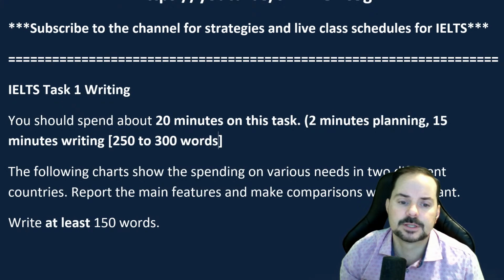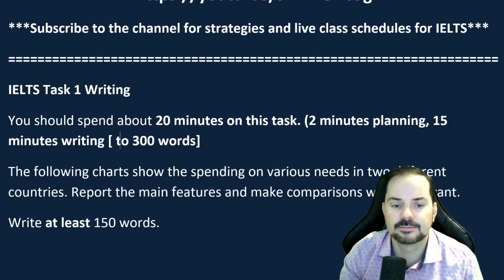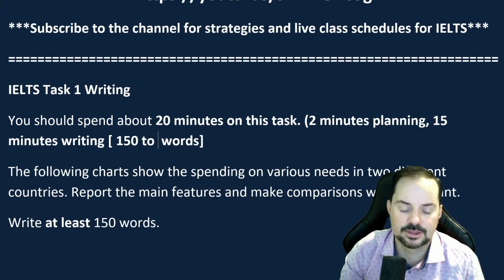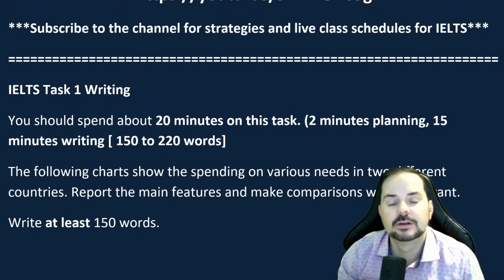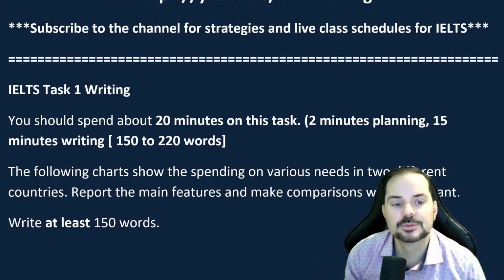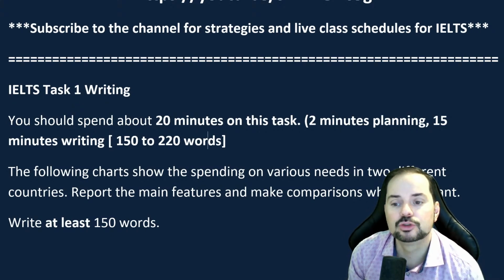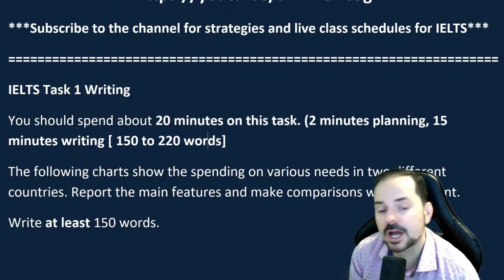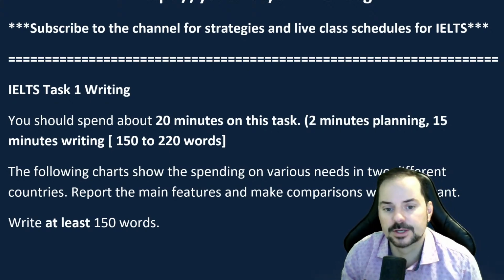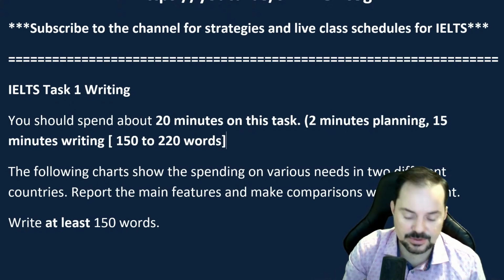So, sorry, I erased that, forget that. So you should write 150 to 220 words, okay? 300 words is way too much for Task 1. Had Task 2 in my head there. Okay, so let me revise that, okay? So 2 minutes for planning, 15 minutes for writing, 150 to 220 words for Task 1, okay? And then 3 minutes reviewing.